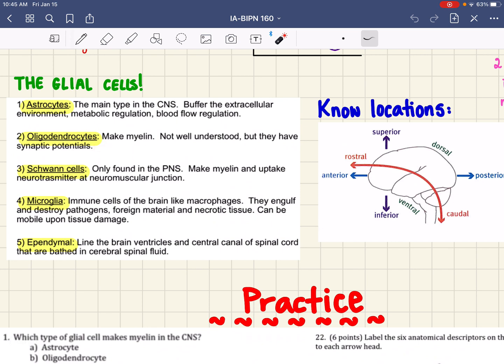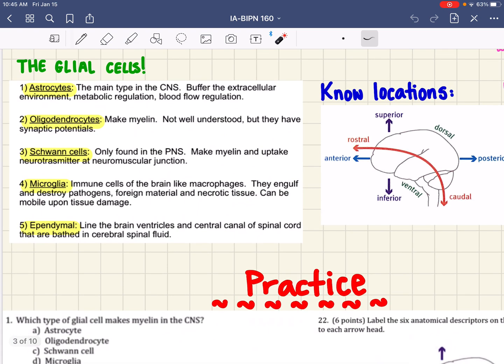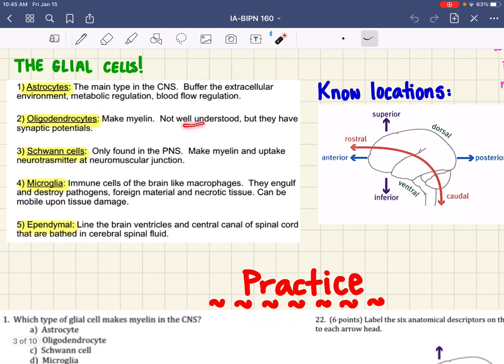Oligodendrocytes are glial cells that make myelin in the CNS. Okay? I guess they do have some synaptic potential, but they're not well understood, but I don't think you really need to know this part. Just know that they make myelin in CNS.